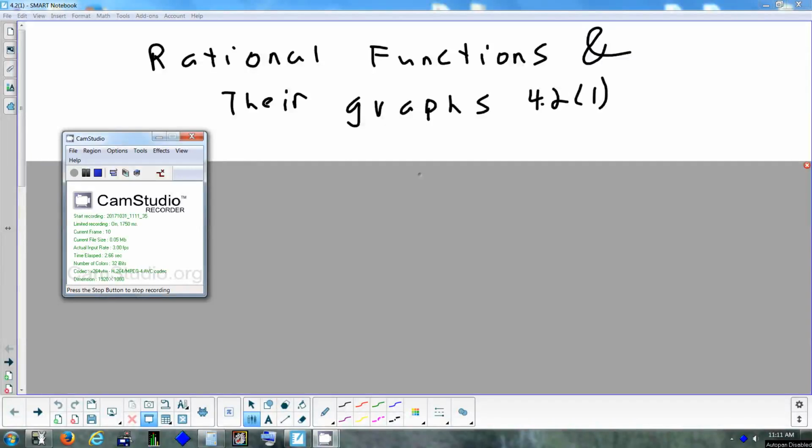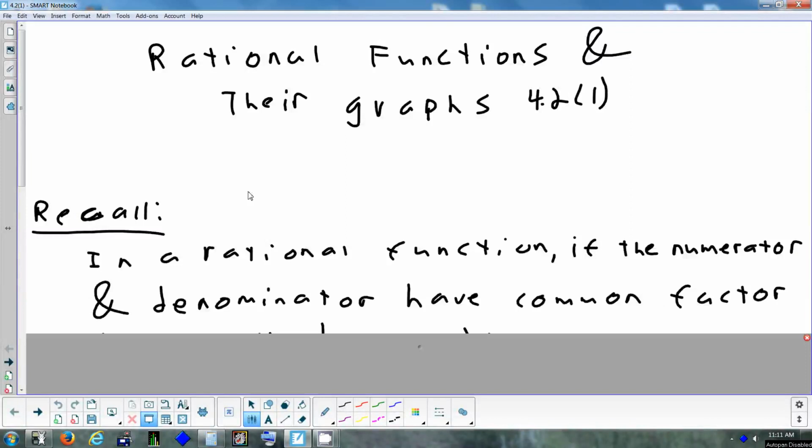All right, so today and tomorrow we're going to look at section 4.2, which is all sketching. We're not going to be solving too many in-depth equations with this stuff, mostly graphing.